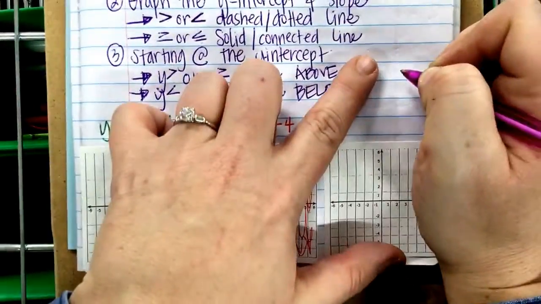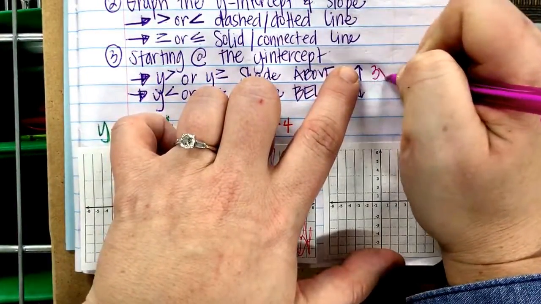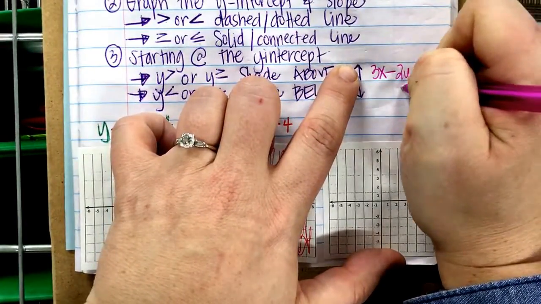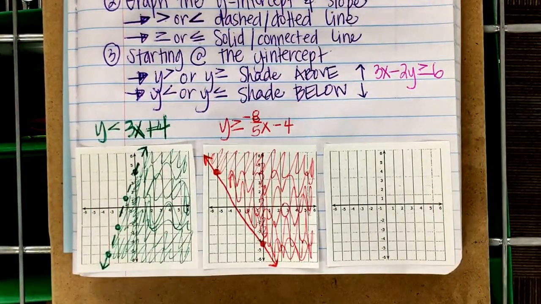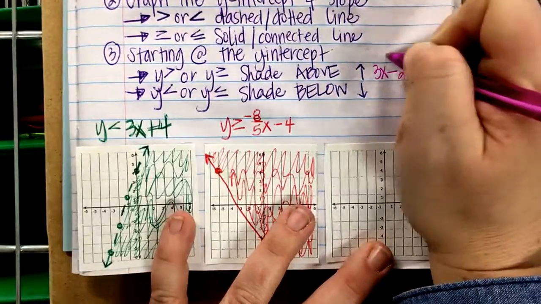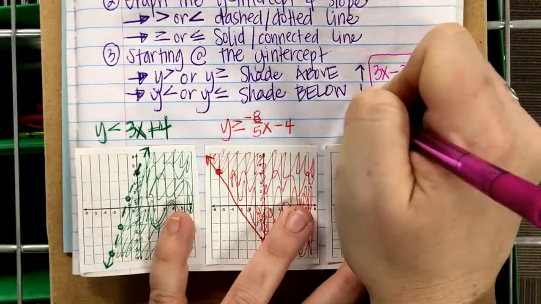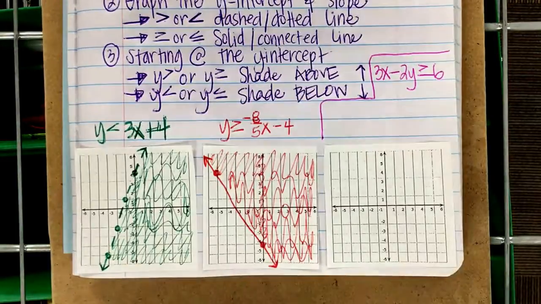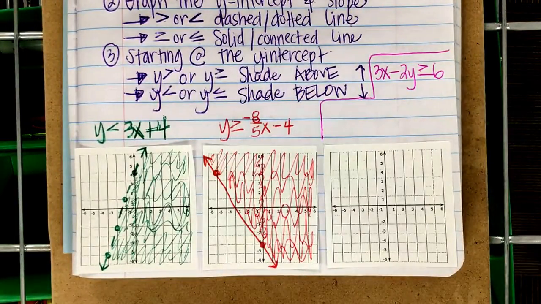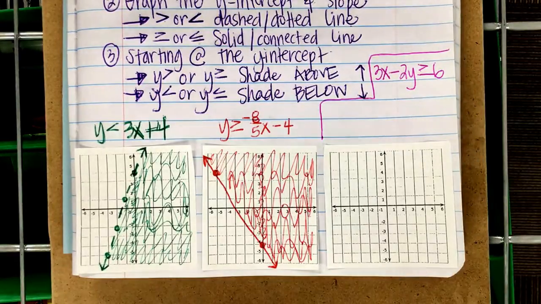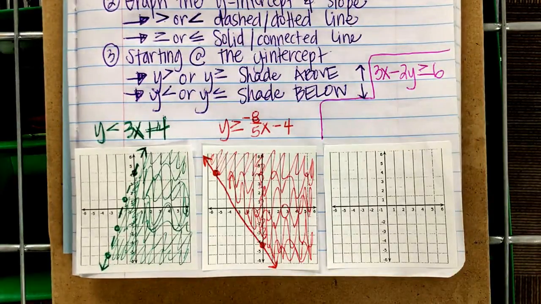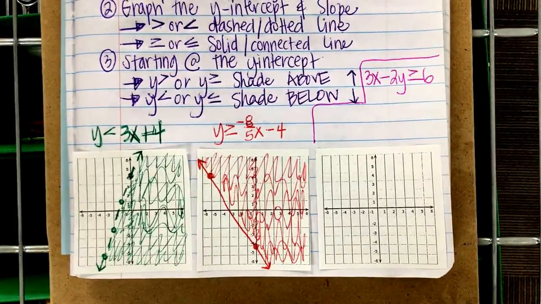All right, I'm going to write a little bit up here because we're going to have to do some math. 3x minus 2y is greater than or equal to 6. Jacob, write the problem down.